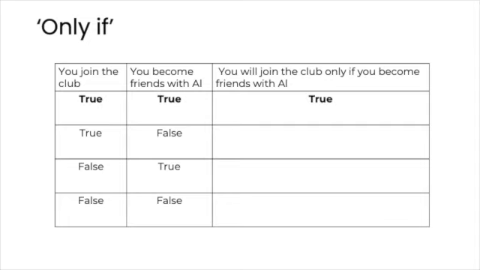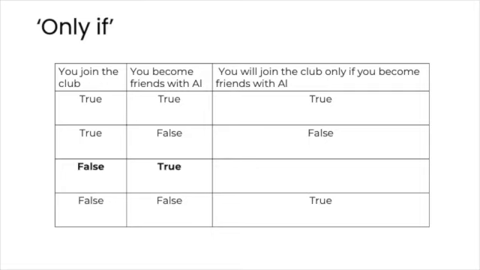Now the second row. You join the club is true, but you become friends with Al is false. This means that you can actually join the club without becoming friends with Al. And so the condition expressed by you will join the club only if you become friends with Al is false. In fact, this is the only situation in which the sentence comes out false. Let's go to the fourth row. If you don't become friends with Al and you don't join the club, well, this agrees with the rule that says that the only way to join the club is to become friends with Al, so we make it true.